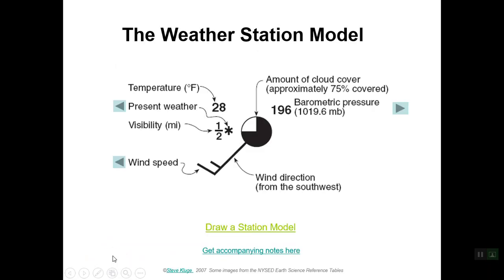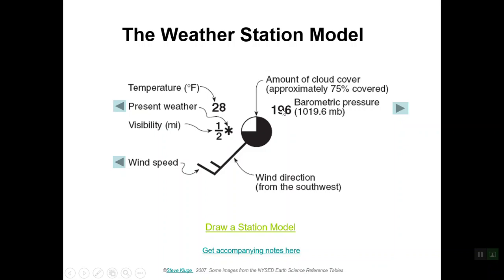All right, we have temperature in the upper left-hand corner. We have cloud cover in the center of the circle. We have wind direction and wind speed off of this little stem and feathers here. We have visibility. We have present weather or precipitation. We have barometric pressure on the upper right-hand side.